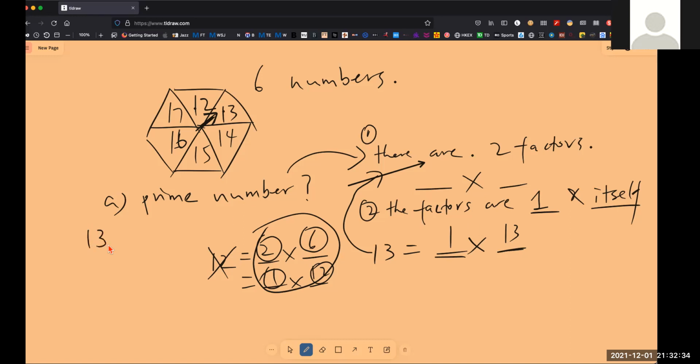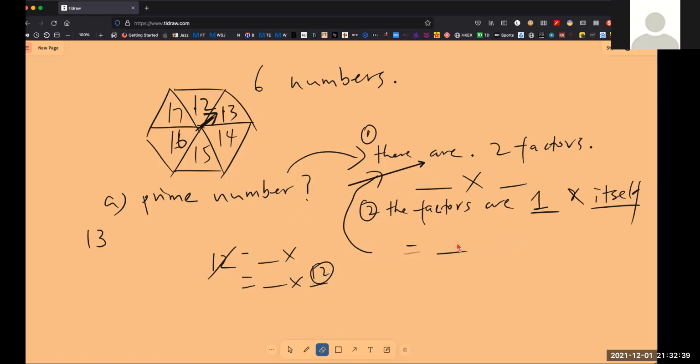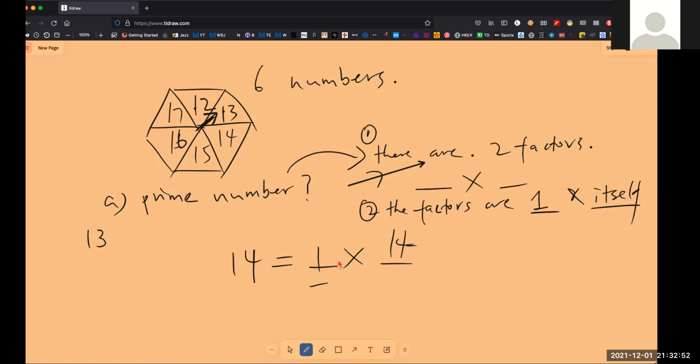So write down 13. Okay, so you test 14. That's how you test. So what do you think of 14? First combination, 1, 14. Next, 2, 7. Can you realize that there are already 4 factors? So more than 2 factors. So 14 is not a prime number, so you don't test further. Understand? Let's go with 15.